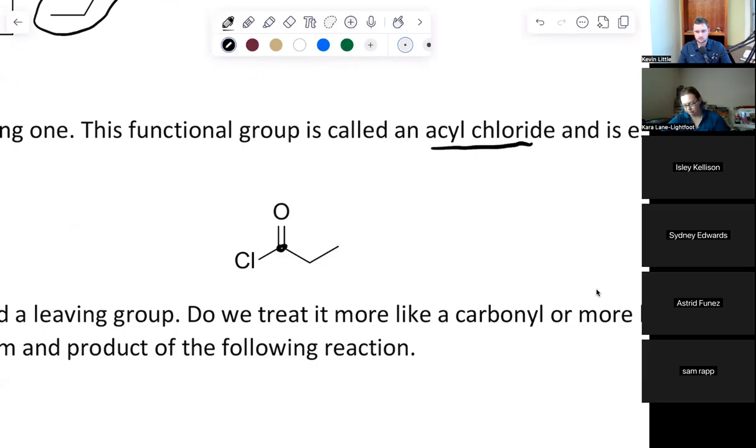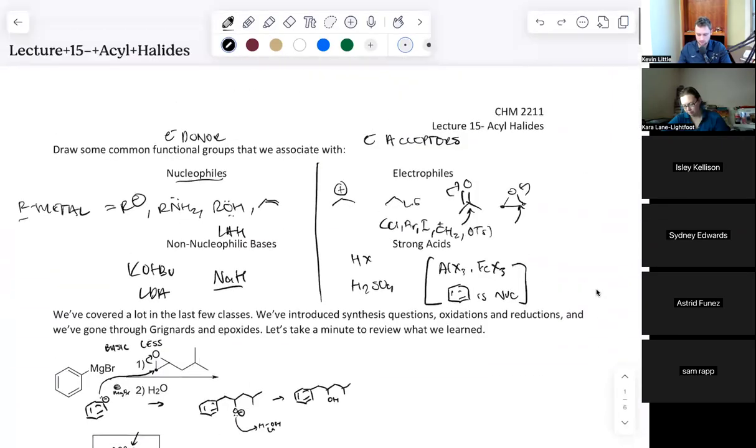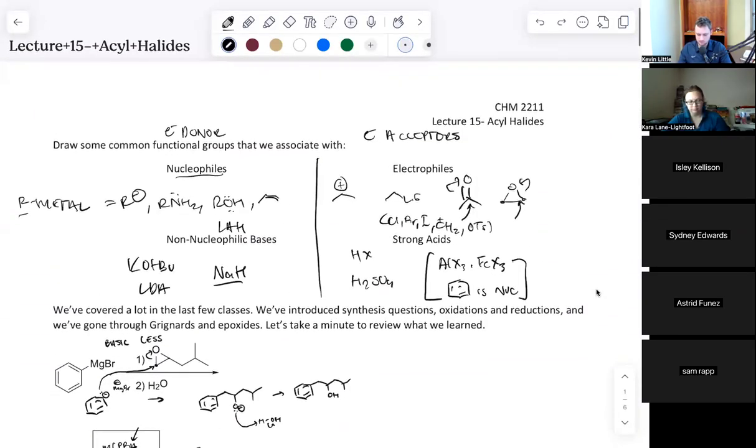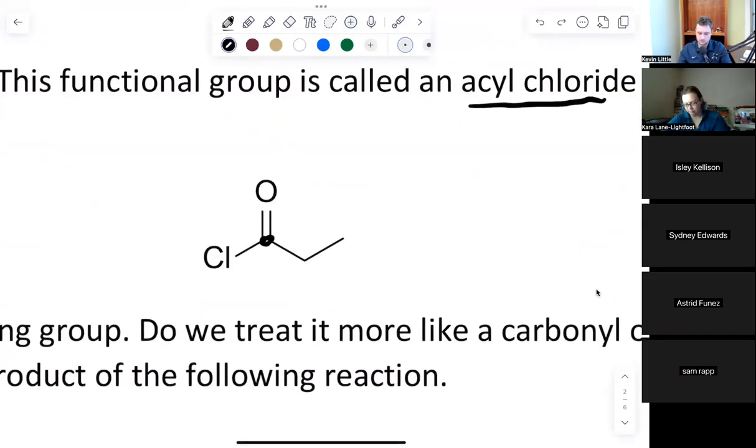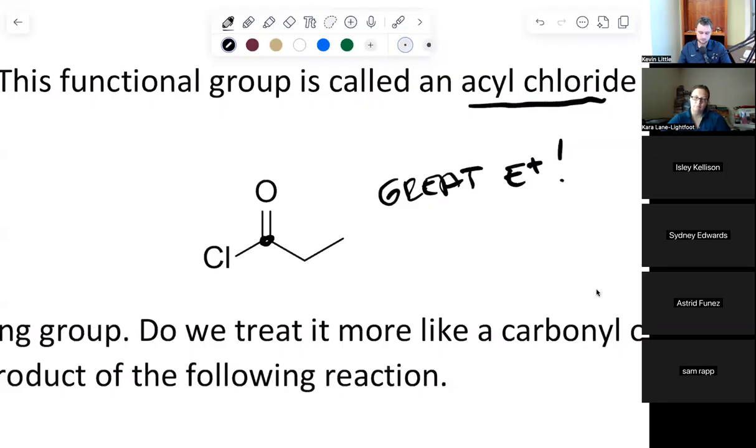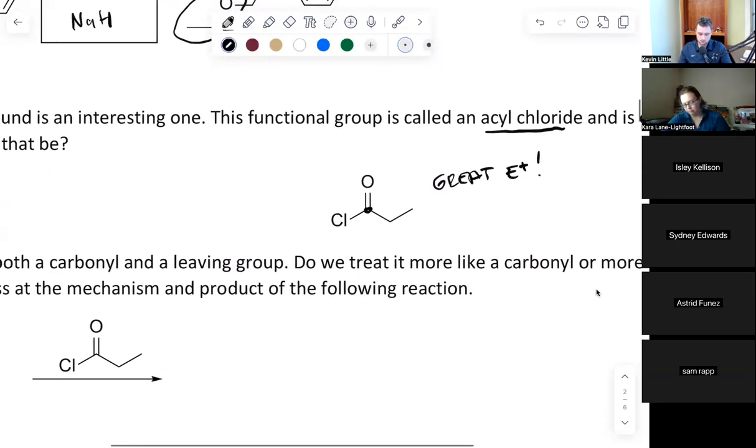Because it has a carbonyl and a leaving group. It has both a carbonyl and a leaving group. It kind of is representing all of the parts of the electrophile chart, right? When I look at electrophiles, I'm seeing leaving groups and carbonyls. That is most of this side of the chart, right? So something that has both a leaving group and a carbonyl, this is a great electrophile, right? So here's the question.